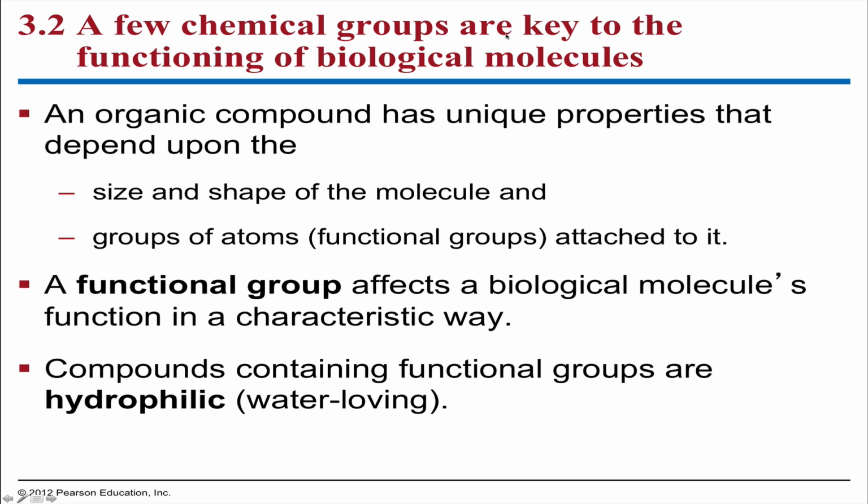So a few chemical groups are key to the functioning of biological molecules. An organic compound has unique properties that depend upon the size and shape of the molecules and groups of atoms, or functional groups, that are attached to it. A functional group affects a biological molecule's function in a characteristic way, in other words, how it interacts with other molecules. This is what the functional group is about. We're going to look at roughly 5 functional groups, and then we're going to look at one more, a total of 6 groups in the slides to come.